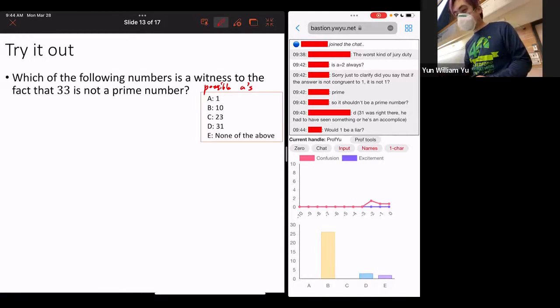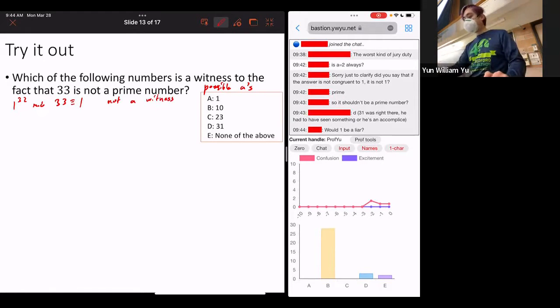So let's see. 1 to the 32 mod 33 is congruent to 1. So therefore, this is not a witness, or it's not a good witness at least. And it turns out that this will be a liar, because we don't know this yet, because we don't know that 33 is not actually prime, but this will turn out to be a liar.